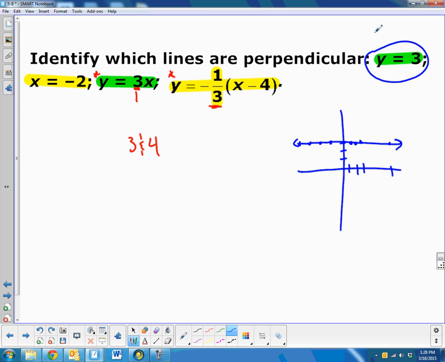Remember, you could rewrite this as y equals, there are no x's, 0x plus 3, which would give us a slope of 0.